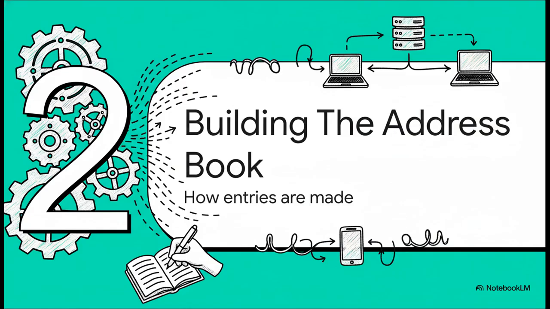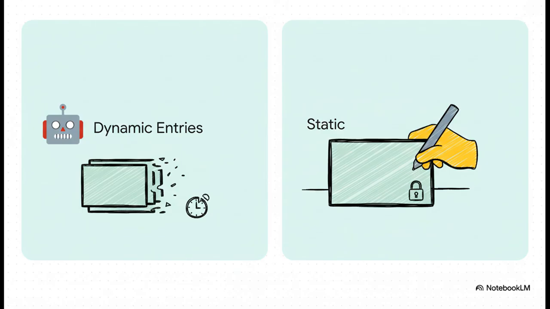So this address book sounds pretty essential, but it doesn't just appear out of nowhere. Let's get into the nuts and bolts of how it's actually built and, just as importantly, how it's maintained. Okay, so this address book basically has two different kinds of entries. Over on the left, you've got dynamic entries. These are the most common by far. They're created automatically as your devices chat with each other, and they're temporary.